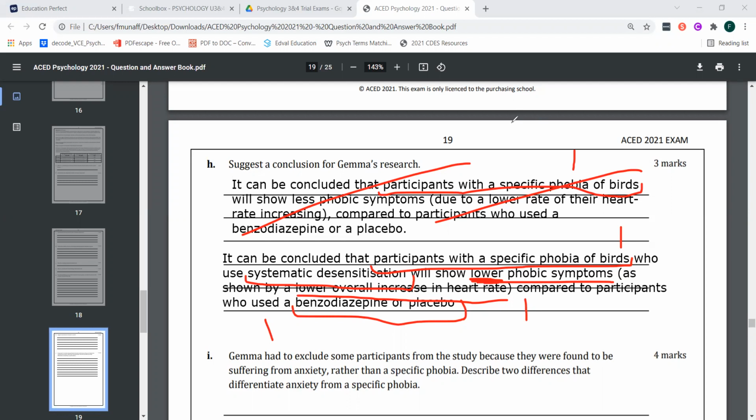So we don't have to use specific statistics in it? No, you don't have to. Specific statistics would be more if they asked you to analyze the results, which is very rare because we're not really asked to be able to, for example, except for the previous question with the standard deviation, that was a good example of that. But for conclusions, you never need to include results in them, like numerical results.